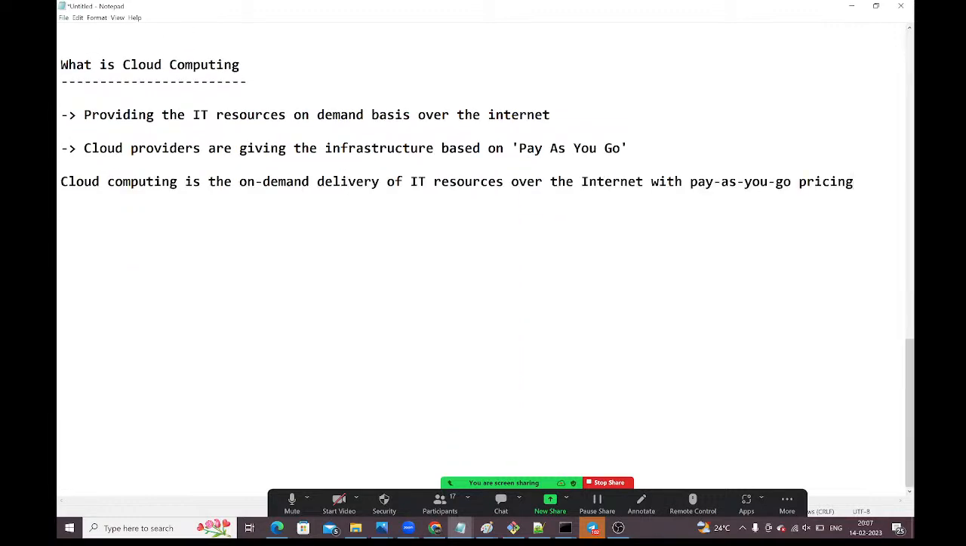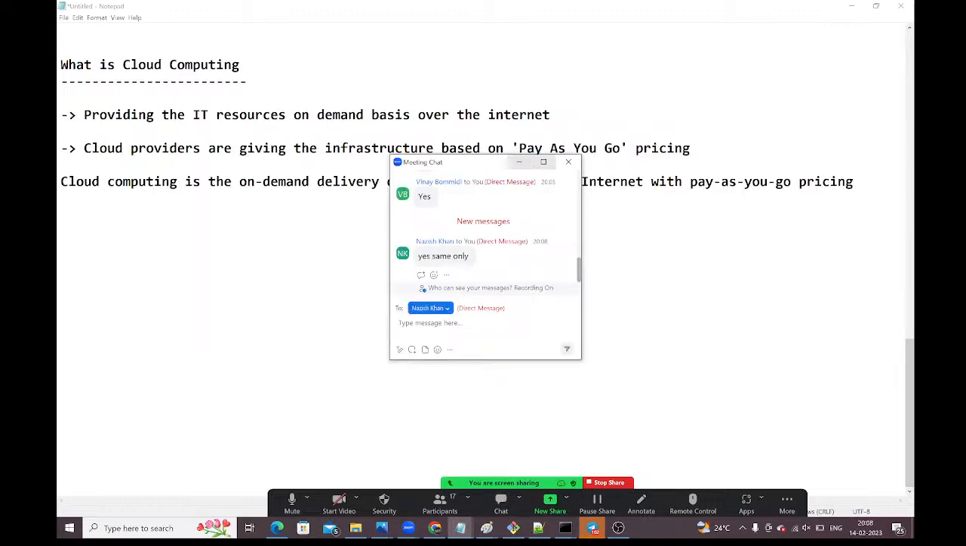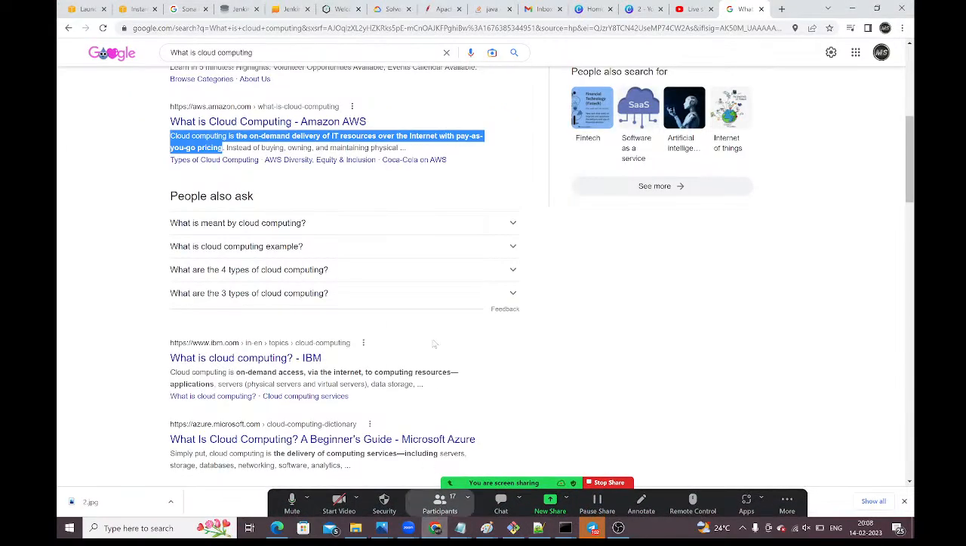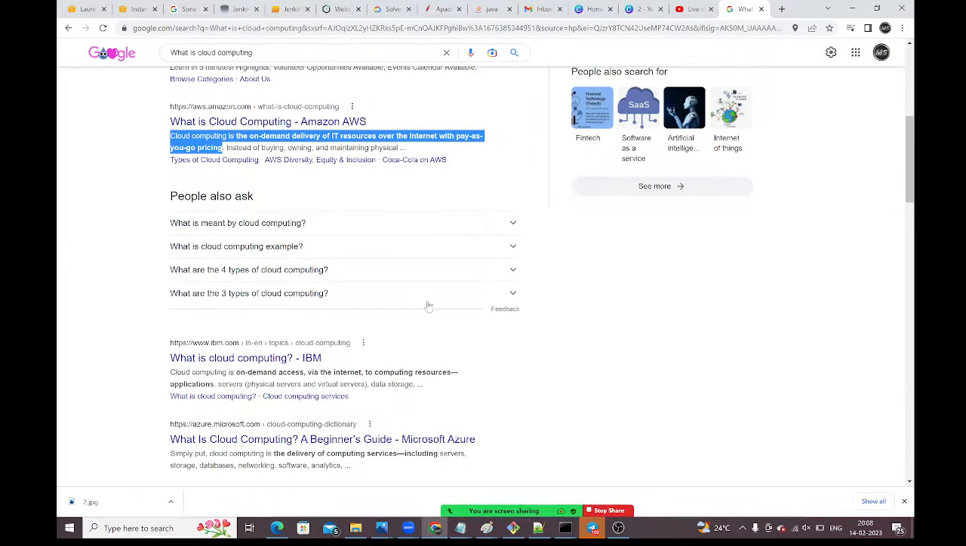Yes, cloud computing is the on-demand delivery of IT resources over the internet with pay-as-you-go pricing. Based on pay-as-you-go pricing, is it the same or not, guys? Cloud computing is the on-demand delivery of IT resources over the internet with pay-as-you-go pricing. Right? So now, guys, see what advantages we have if you go with cloud computing.